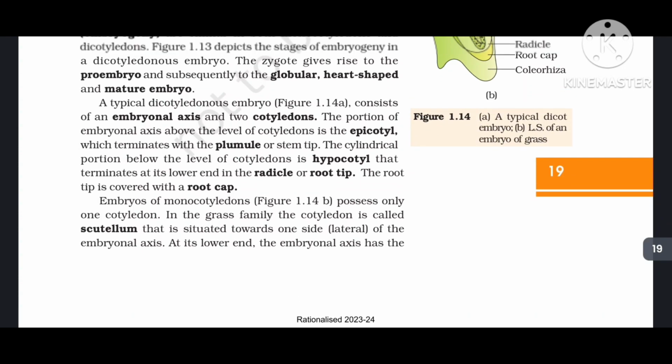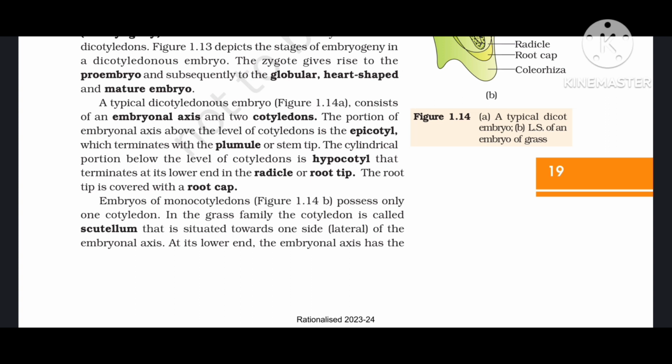The figure depicts the stages of embryogeny in a dicotyledonous embryo. The zygote gives rise to the proembryo and subsequently to the globular, heart-shaped and mature embryo. A typical dicotyledonous embryo consists of an embryonal axis and two cotyledons. The portion of the embryonal axis above the level of cotyledons is the epicotyl, which terminates with the plumule or the stem tip. The cylindrical portion below the level of cotyledons is the hypocotyl that terminates at its lower end in the radicle or root tip. The root tip is covered with a root cap.